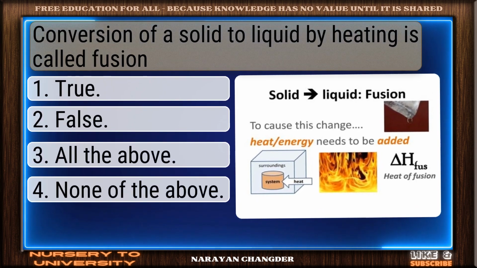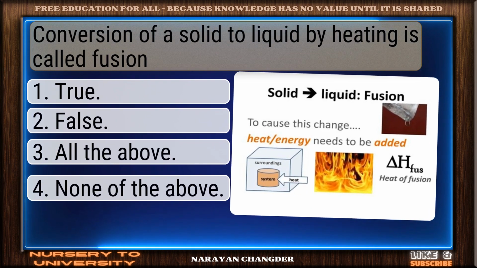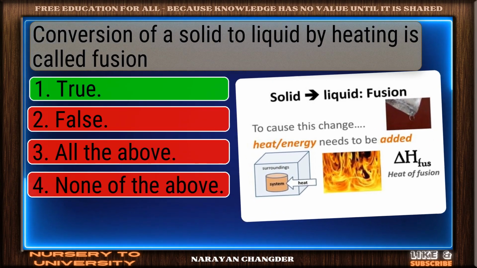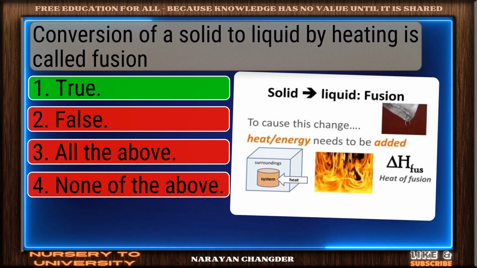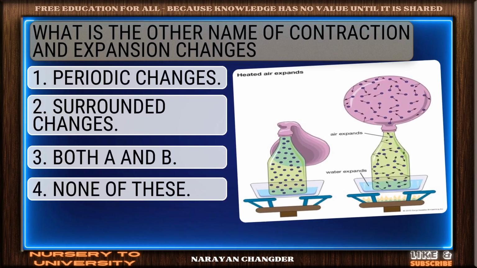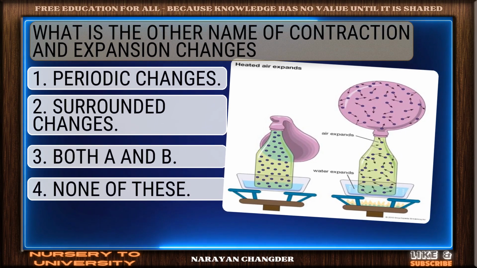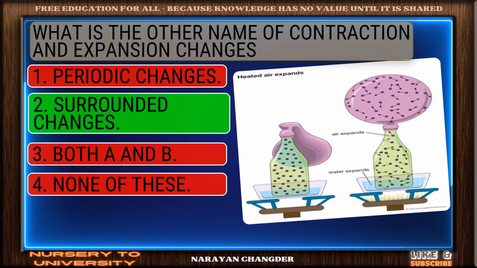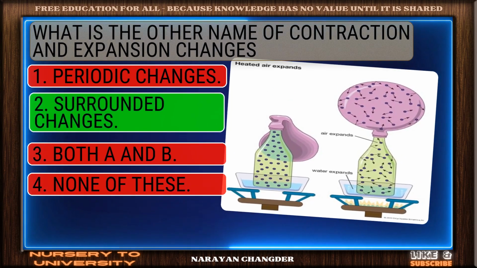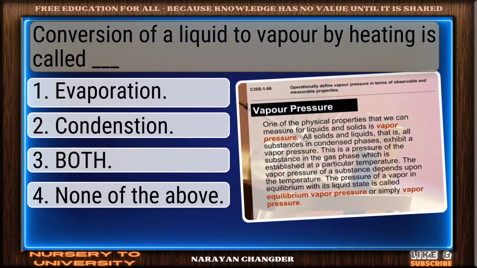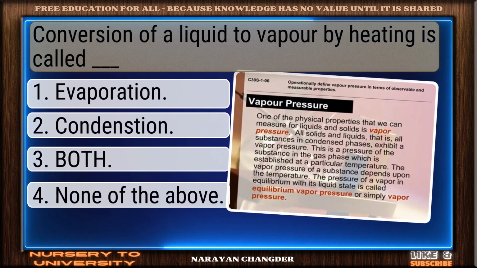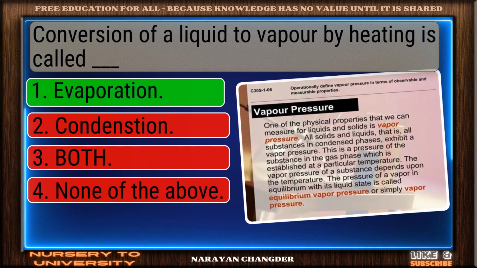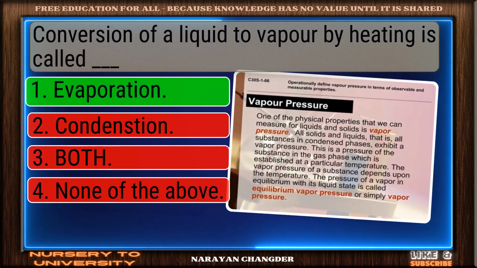Conversion of a solid to liquid by heating is called fusion. You chose true, and it is correct. What is the other name of contraction and expansion changes? You got it. Your choice, sudden changes, is right. Conversion of a liquid to vapor by heating is called dash. Great job. Evaporation is the accurate answer.